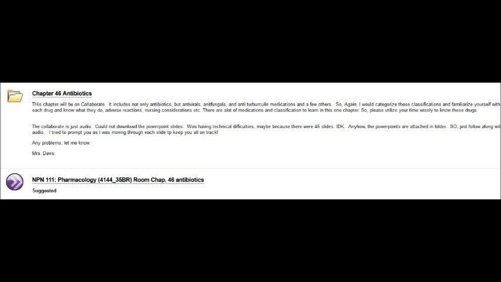Now, vancomycin is very nephrotoxic, and ototoxicity can also occur when taking vancomycin.